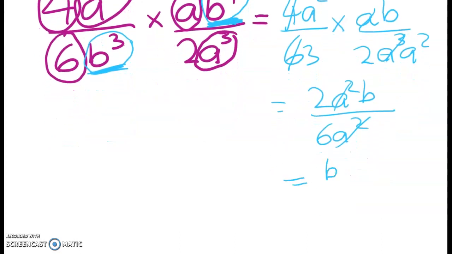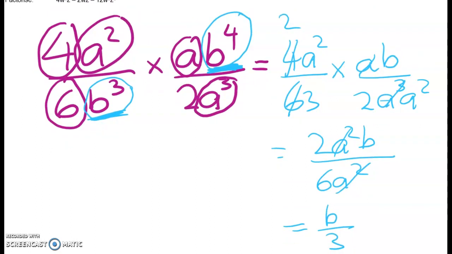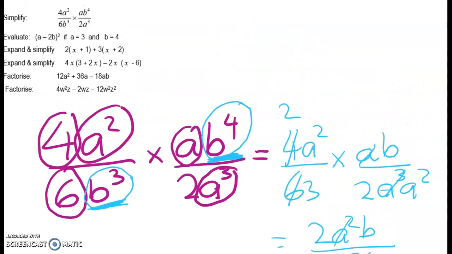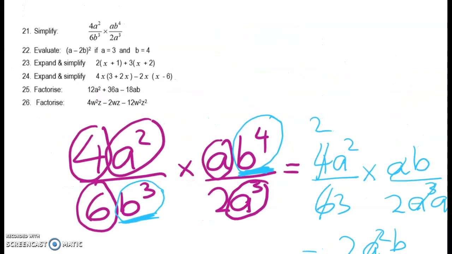But in this case, it was actually just as good to multiply the numerators and multiply the denominators. It really depends on the question. Sometimes if you've got really big coefficients, it makes sense to use this strategy. But it's up to you. We just want you getting used to seeing both of them.